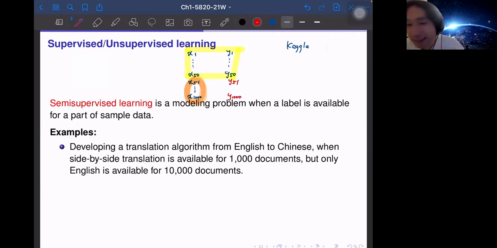So in some sense, the Kaggle data competition is always semi-supervised learning. People usually don't use the additional information, this orange part, but that is actually a kind of semi-supervised learning. And semi-supervised learning appears in translation, for example, English to Chinese. So many documents are available in English, and many other documents are available in Chinese. But some documents are available in both languages.